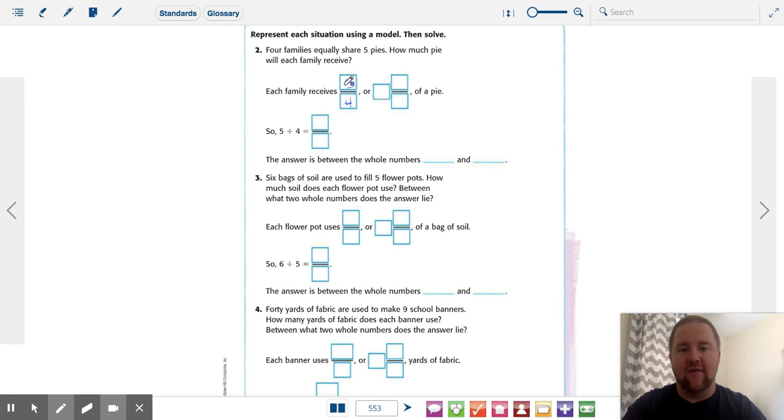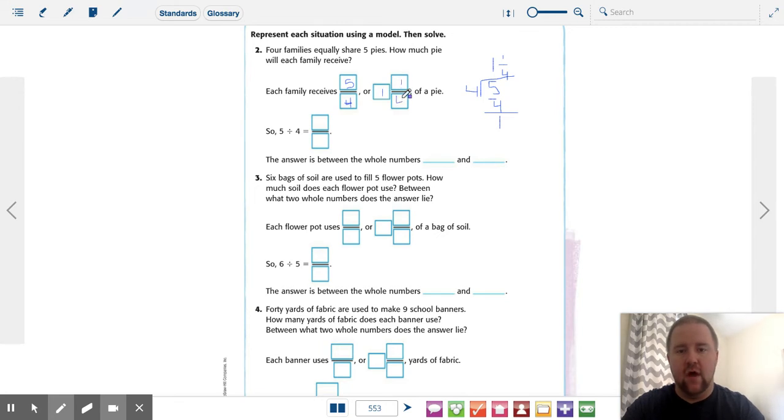So when I need to write this improper fraction as a mixed number, I need to then do 5 divided by 4 right here. Okay, 4 goes into 5 one time, and then I subtract. Okay, and I have my remainder of 1, which would be my numerator, and then my denominator stays the same. So my answer would be 1 and 1/4.